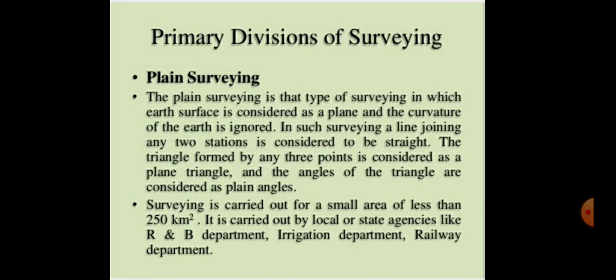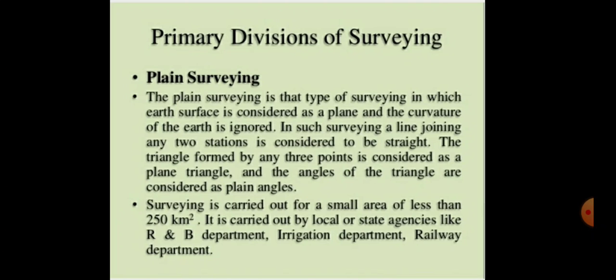In such surveying, a line joining any stations is considered to be straight. Straight means when two reference points are taken and you join them with some method, we consider that the line is straight, but actually the line is curved with some refraction, curvature, there are various things. But we assume that the line is straight. So this is also a point in plane surveying.